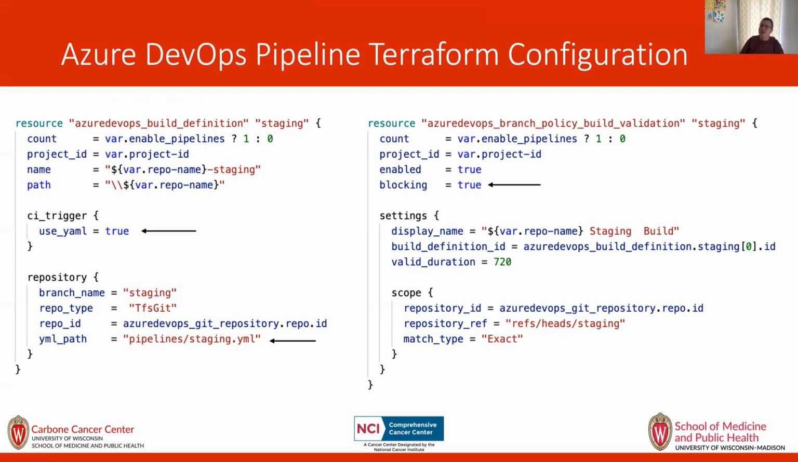And here we're telling it to use YAML, and we always store our pipelines in the pipeline directory in the repository. And then finally, we want to set up a branch policy build validation. What this tells Azure DevOps to do is block any merges to the staging branch until we have a successful CI run. And you can replicate the same thing on other branches too, like your main branch.